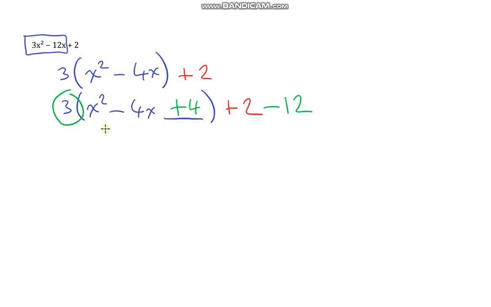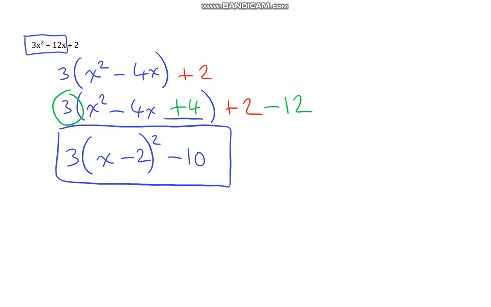Okay, so now we've completed the square, so now we can factorise. So this bit in the brackets here, this just factorises to x minus 2 squared. Negative 2 times negative 2 is 4. Negative 2 plus negative 2 is negative 4. And then I've got plus 2 minus 12. That just gives me minus 10. And we are done.